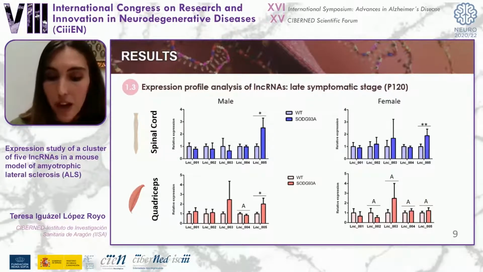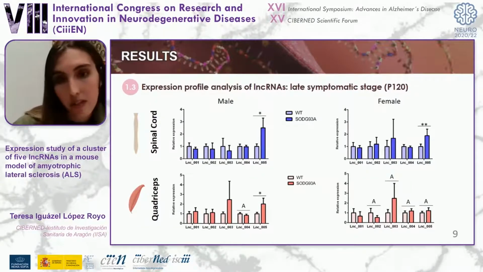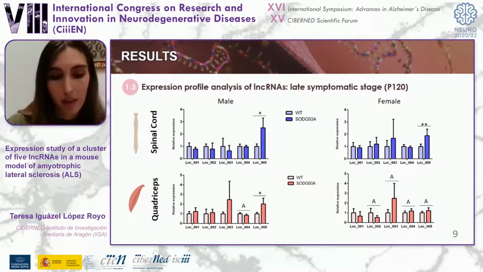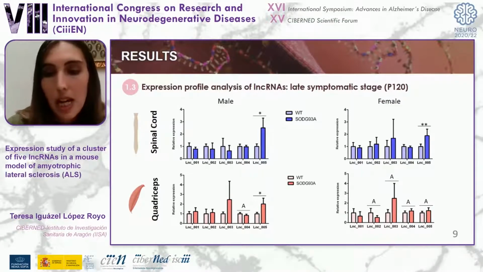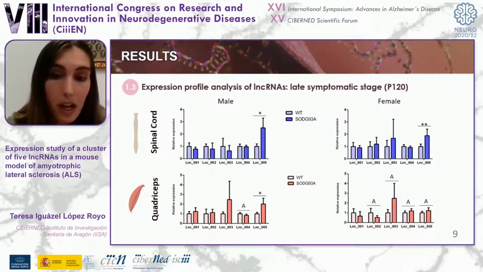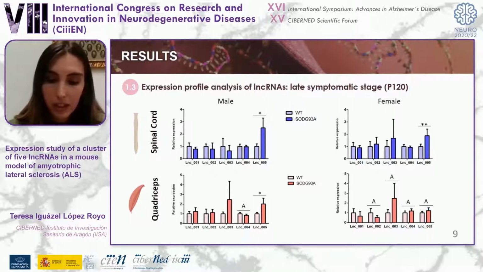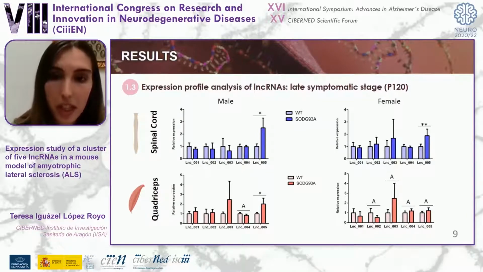And non-coding 5, in which no significant differences in expression had been detected until now, becomes significantly increased in both the spinal cord and muscle of males and females. Temporal patterns of expression for each non-coding are likely related to different processes that are relevant at distinct stages of the disease.